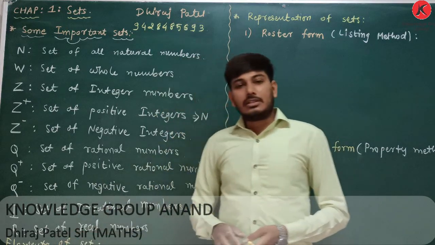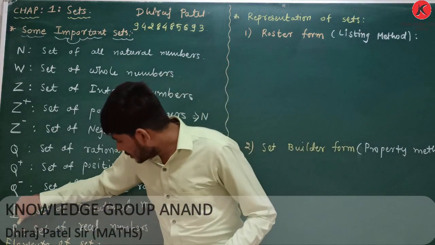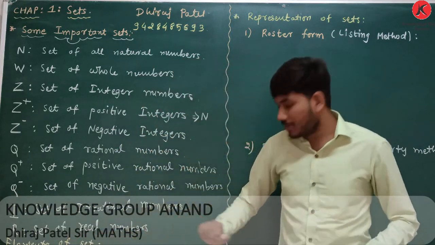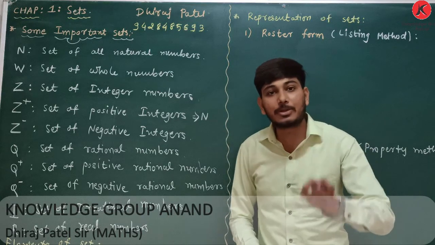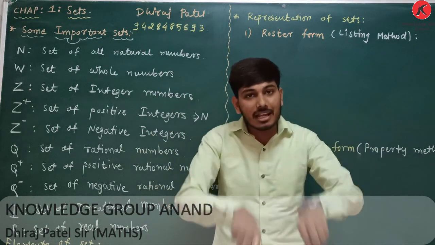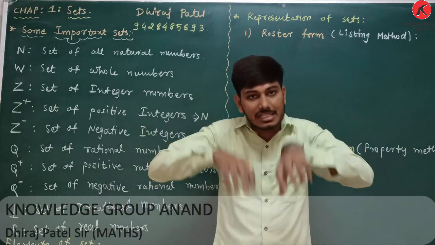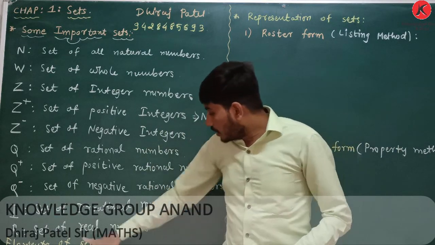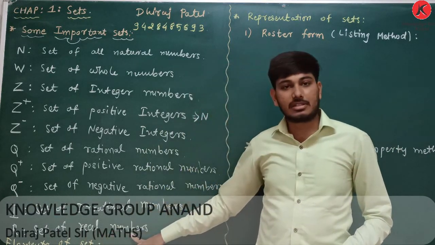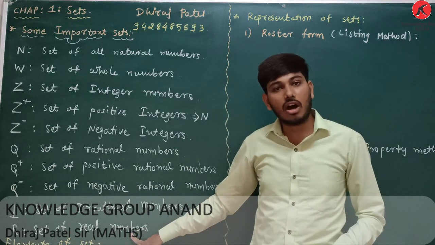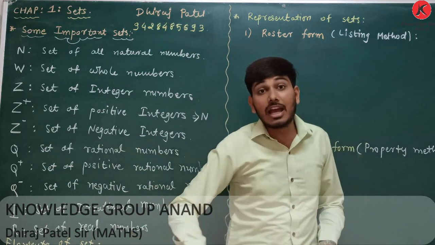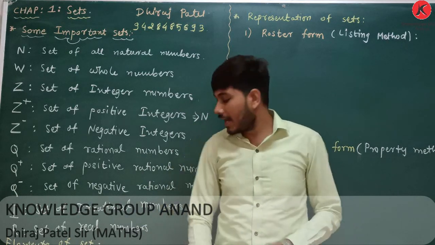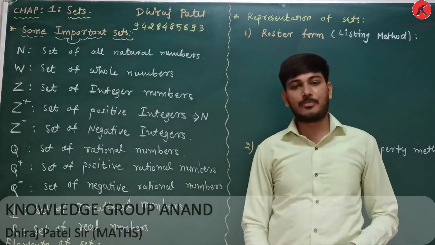Now, this is also an important set: the set of real numbers. If we combine all rational numbers and all irrational numbers, what will we get? Real numbers. It is the set of all rational as well as irrational numbers, which are known as real numbers.